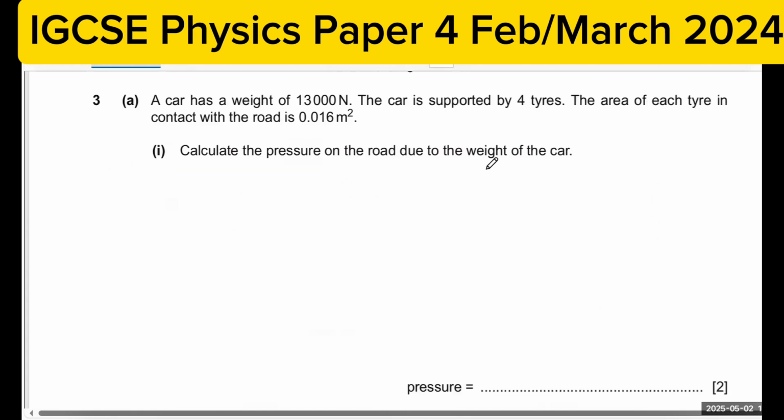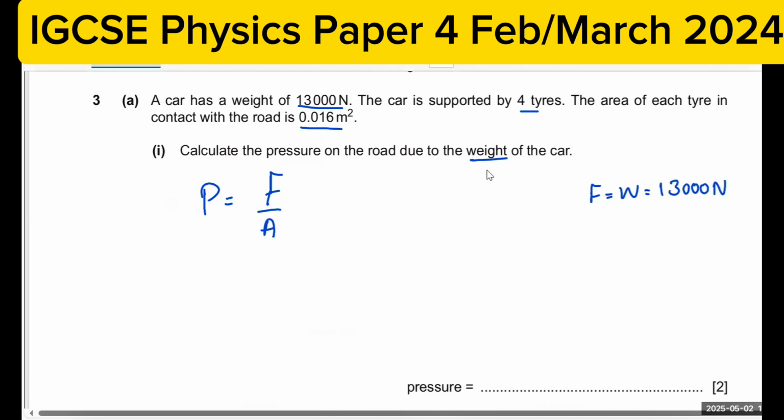Okay, question number 3. A car has a weight of 13,000 Newton and is supported by 4 tires. The area of each tire is this. Calculate the pressure of the car on the road due to the weight of the car. So we know that pressure is equal to force over area. In this case, force is equal to the weight of the car, that is equal to 13,000 Newton.